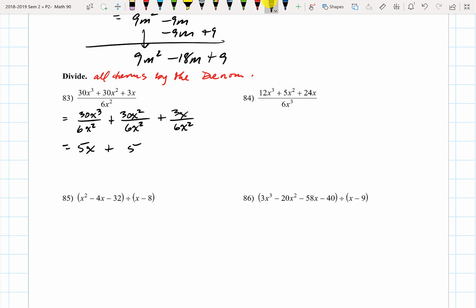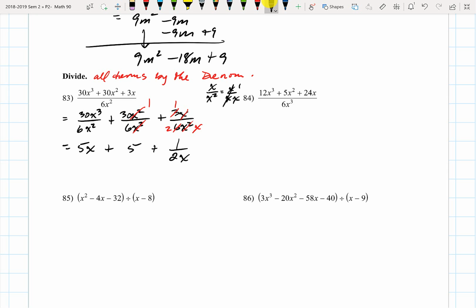Here you just get 5 because these cancel, right? That's 1. And then divide here and you get 1/2. 3/6 is 1/2. And then x here cancels out with one of them here, leaving 1 remaining. So you get plus 1 over 2x. Okay, simplify this. x divided by x squared is the same thing as x divided by x times x. And notice that you get 1 over x.